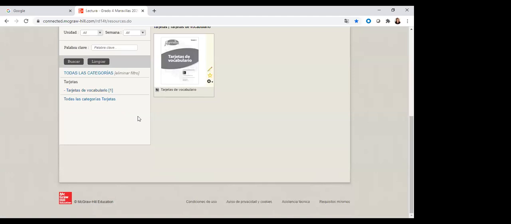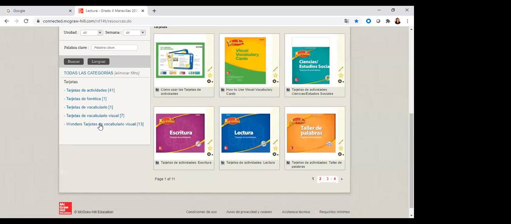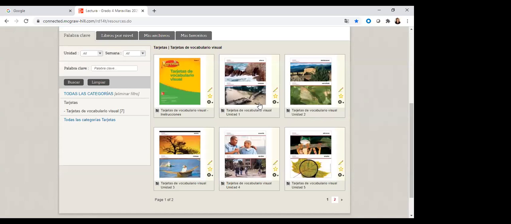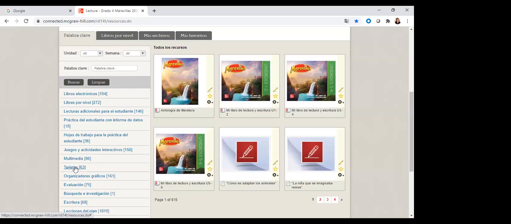Bajo tarjetas, también tengo las tarjetas de vocabulario visual. So those visual vocabulary cards, you have them here. You want to assign them to your students, right? I think you might have to do it here. I might have to get to a lesson where I have students. All right. Tarjetas, ¿qué más tenemos? Ya les enseñé todas las tarjetas.